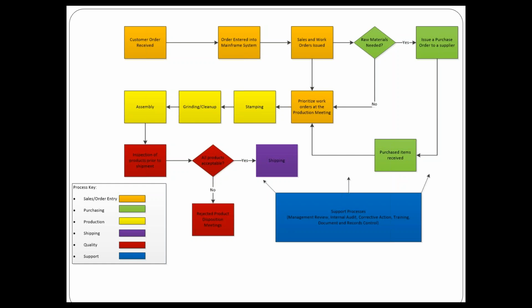Okay, so by virtue of the color key, we now know that there are 6 processes at play in this quality management system. We have sales order entry in orange, we have purchasing in green, we have production in yellow, shipping is purple, and that happens to be a single step. Quality is identified as a distinct process, and that's in red. And then support, our other standalone activity, is in blue.